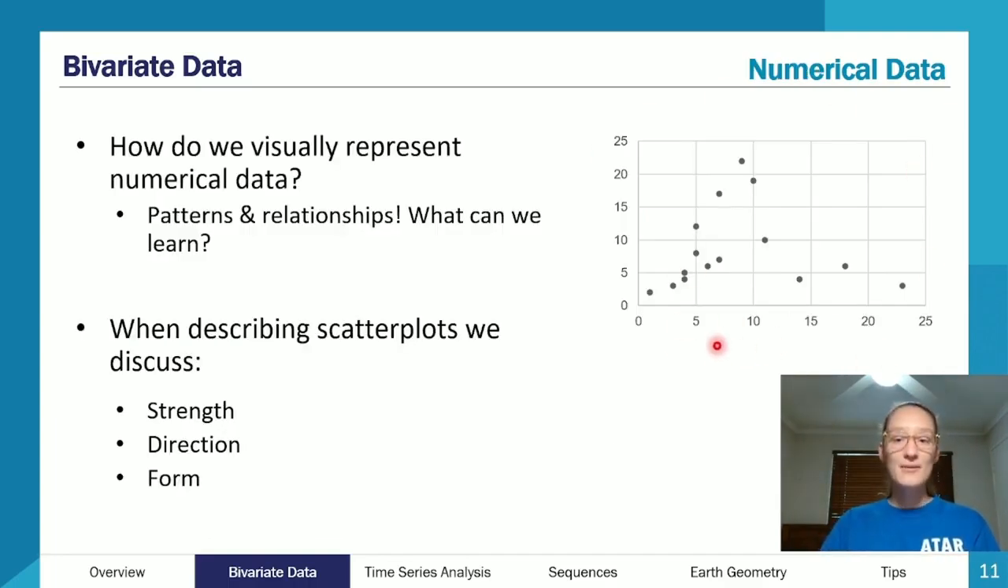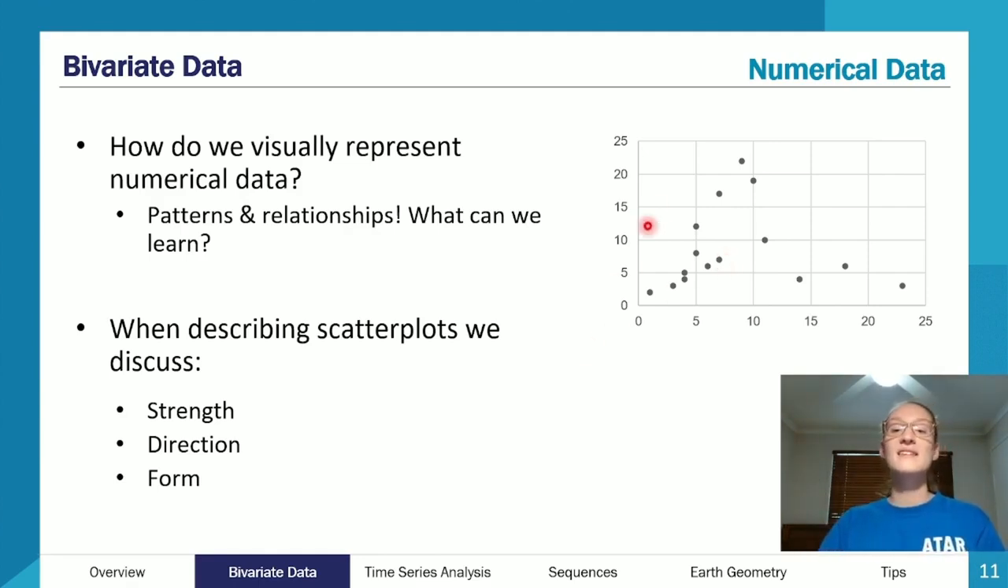Whereas when we look at a scatter plot, we can see we have a nice continuum here from 0 to 25. So no matter what my numerical variable is, I can just go along my axis and plot the corresponding point. So that's why a scatter plot just logistically makes so much more sense for our numerical data. So how do we visually represent numerical data? Like we said, we do it in a scatter plot.